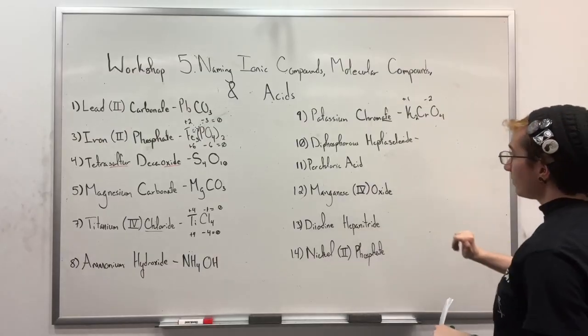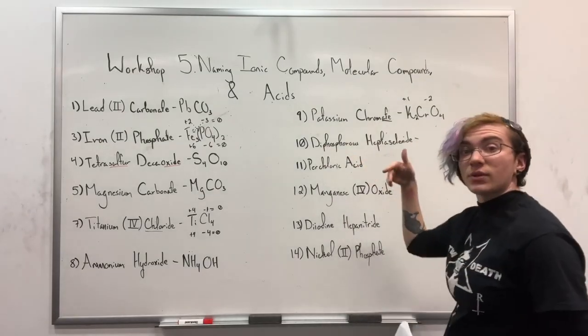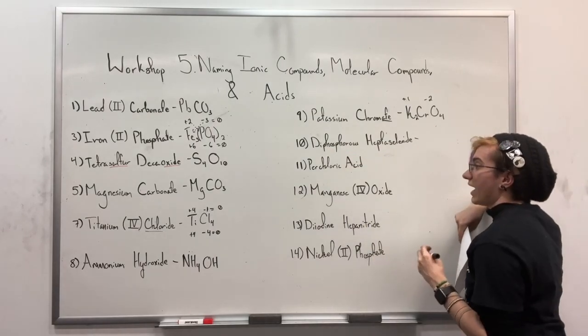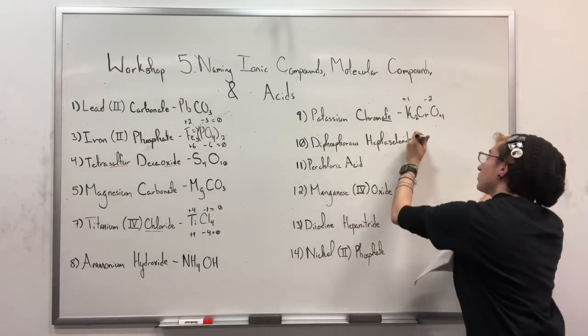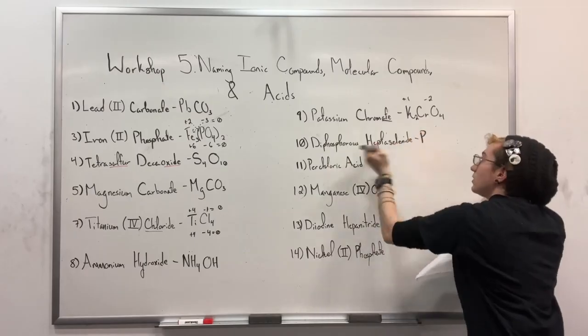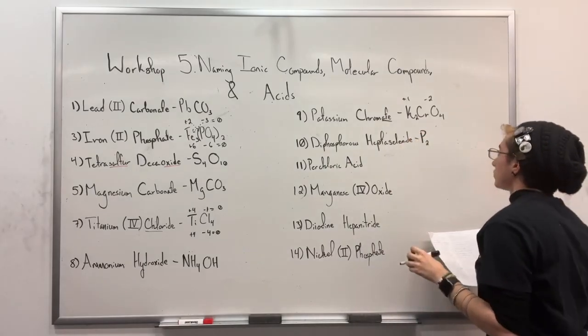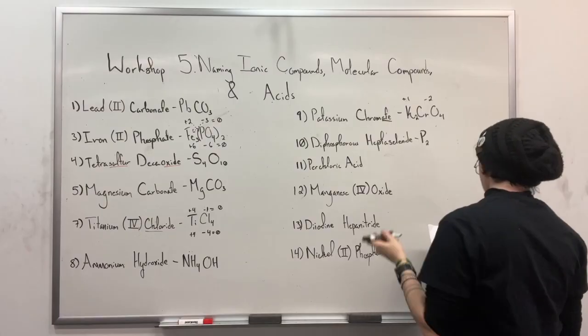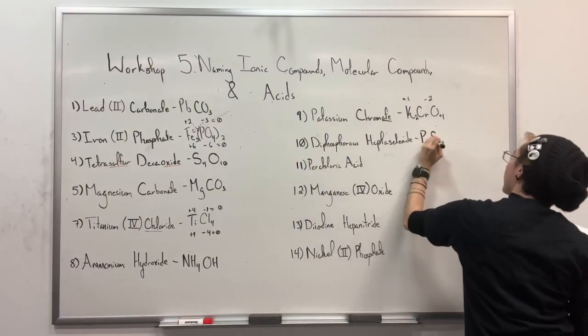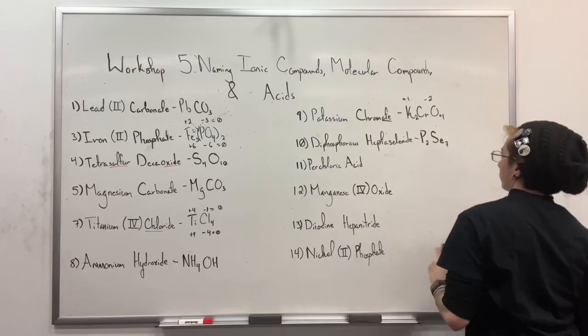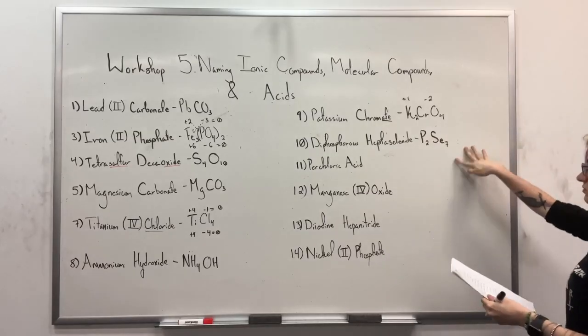Diphosphorus heptaselenide. We have prefixes. We know it's a molecular compound, and so we follow our prefixes to know how many of each element we have. Diphosphorus means that we're starting with P. Di meaning 2. Heptaselenide, so we are working with selenium, which is Se. Hepta is 7. So P2Se7.